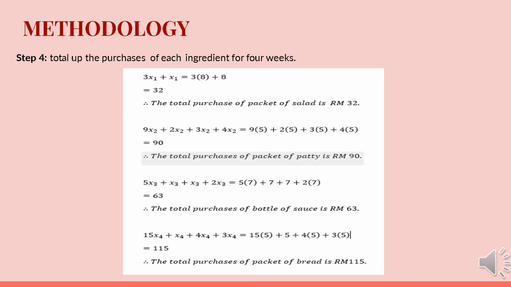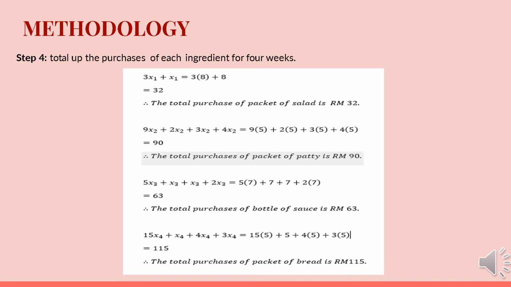For x2, which is the packet of patty, we've got 9x2 plus 2x2 plus 3x2 plus 4x2. And then we substitute the price. We got 9 times 5 plus 2 times 5 plus 3 times 5 plus 4 times 5. We got the total purchase of packet of patty is 90 ringgit.